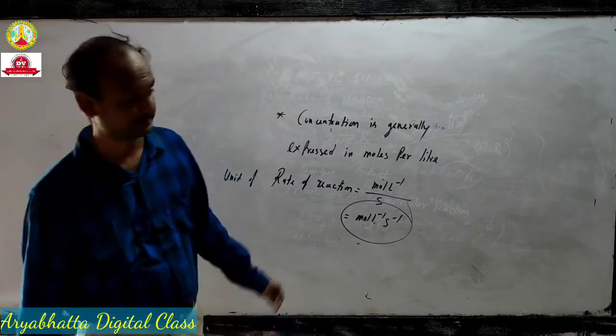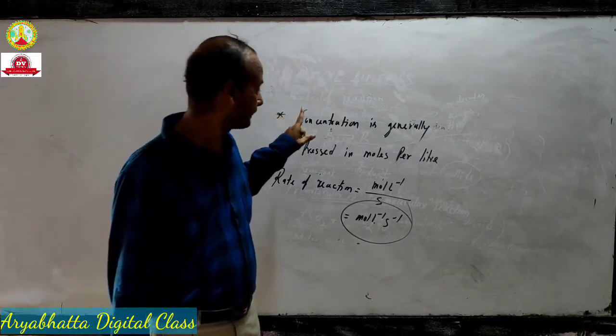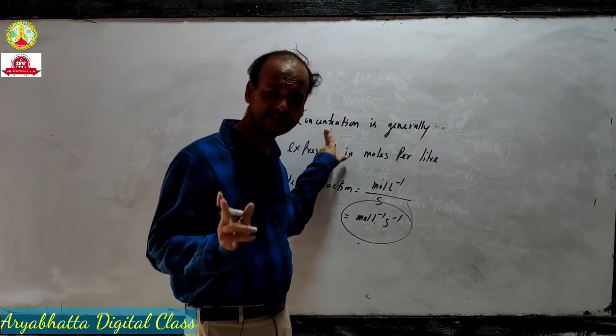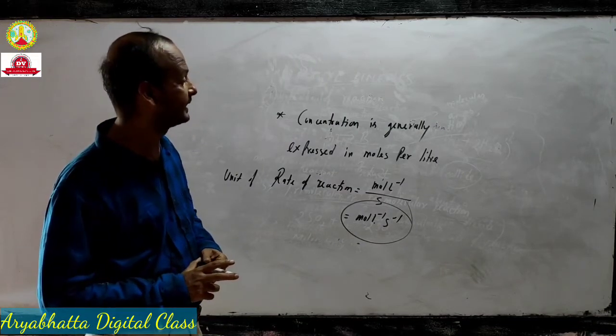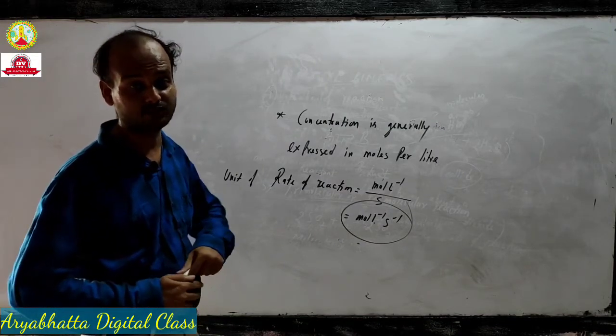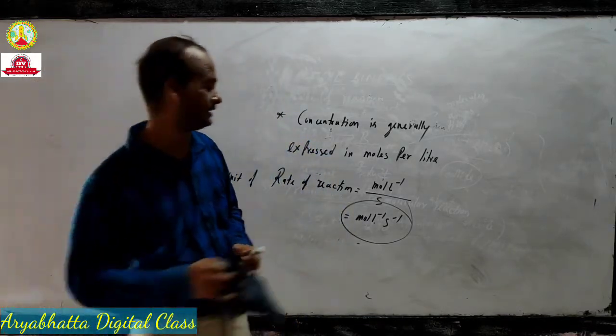Now, I have already told you that as the reaction progresses, the concentration of reactant decreases and the concentration of product increases, with respect to time. Please remember. Now let's say I am going to draw a graph to clear this concept.